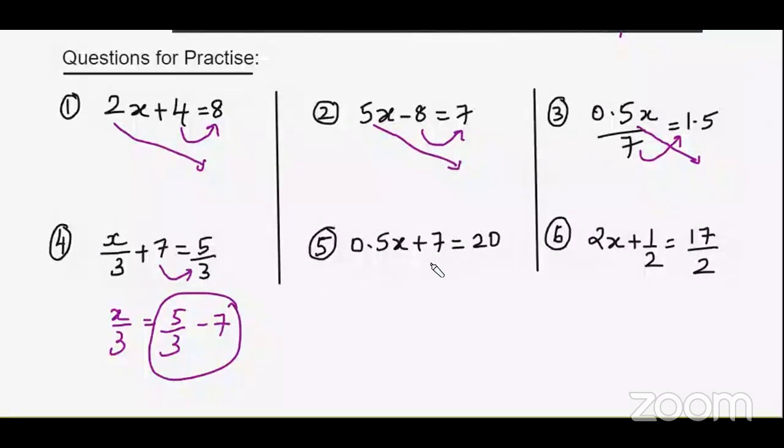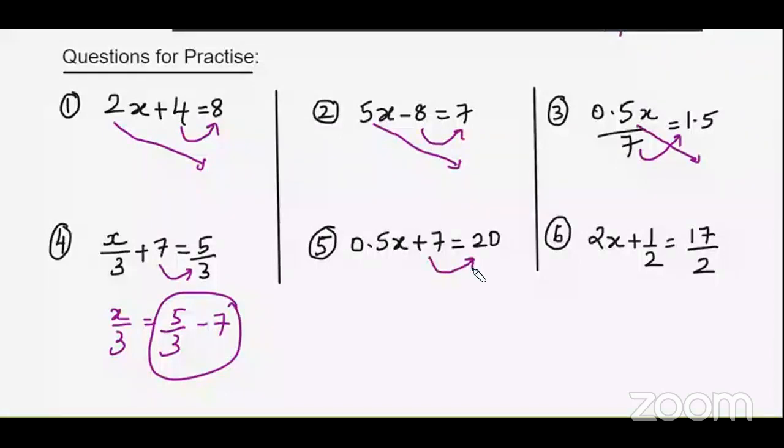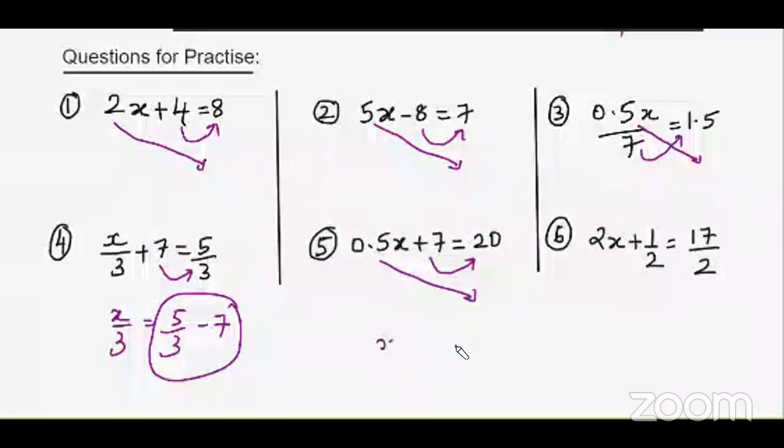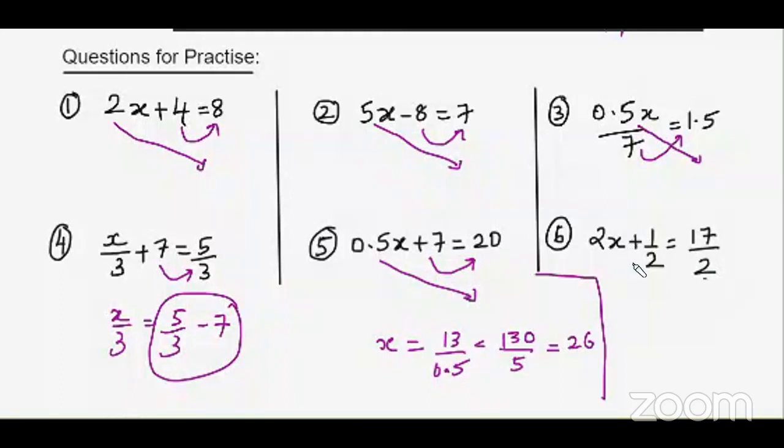Next, you again have to shift the 7 first and then divide by 0.5. Now, if you do this, you will end up having 13 over 0.5. Okay, so if you want to remove the decimal, you shift according to the decimal place. There is one decimal place, so it will become 130 divided by 5, which will be a 26. Just a hint of last step. Next, 2x plus half equals 17 by 2. So the half has to be first shifted. That will be a subtraction. And divide by 2.